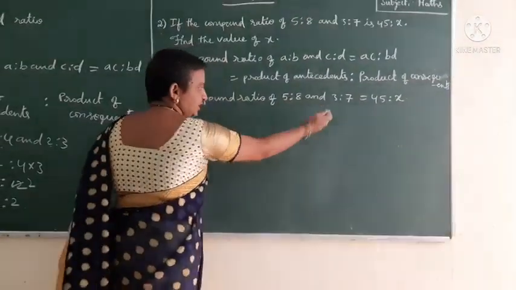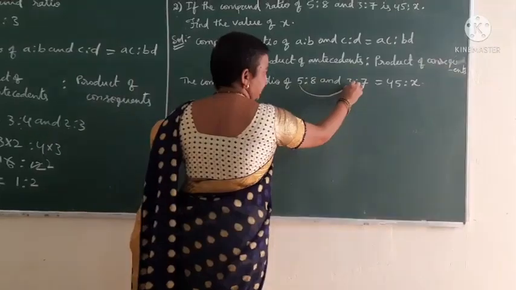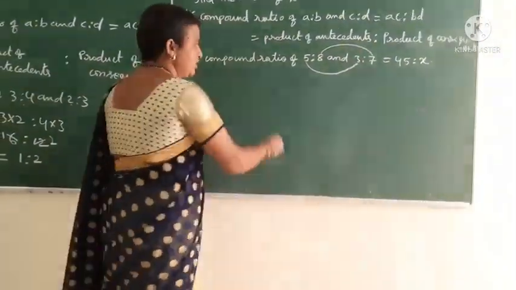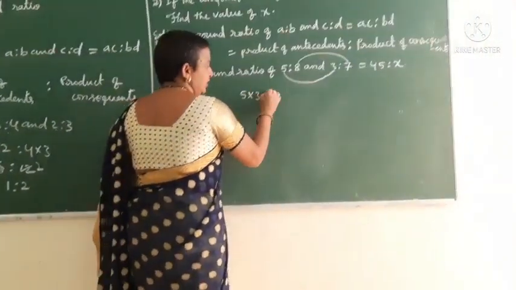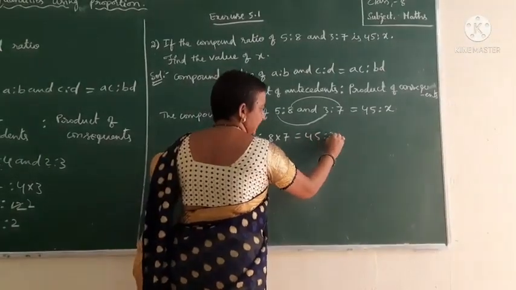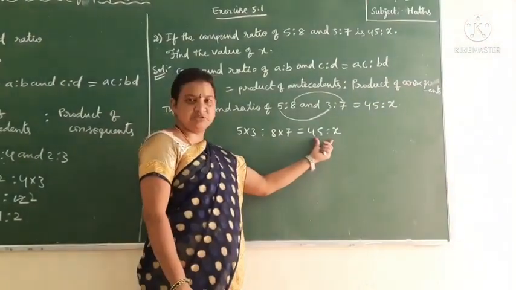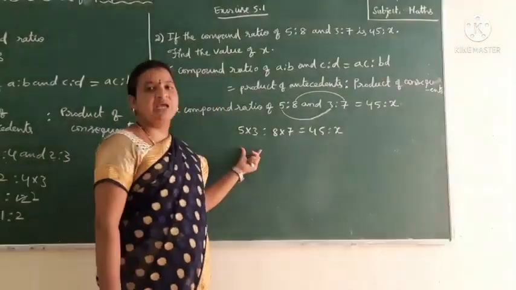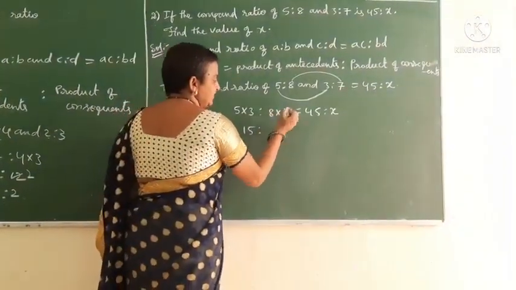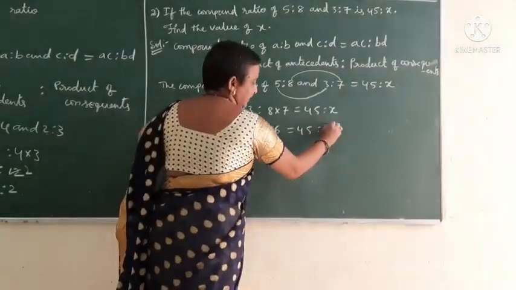Okay. First we have to write the compound ratio of these two ratios. That means product of antecedents means 5 and 3. Product of consequence means 8 and 7. So 5 into 3 is to 8 into 7 is equal to 45:x. This is the compound ratio and this one is also the compound ratio. That's why these two ratios are equal. Okay. So 5 3s are 15 is to 8 7s are 56 is equal to 45:x.